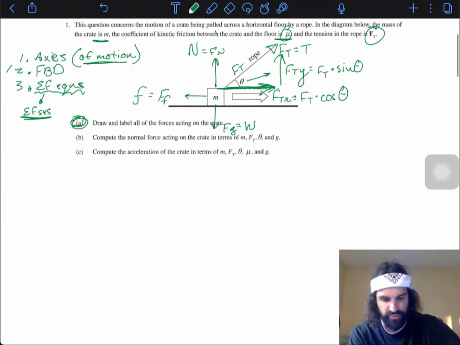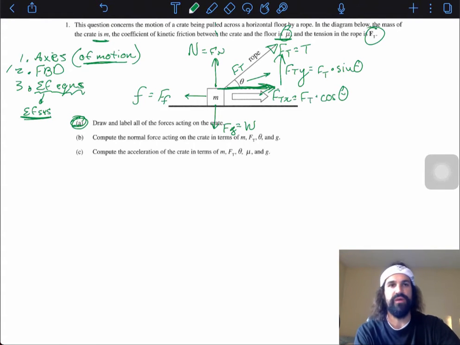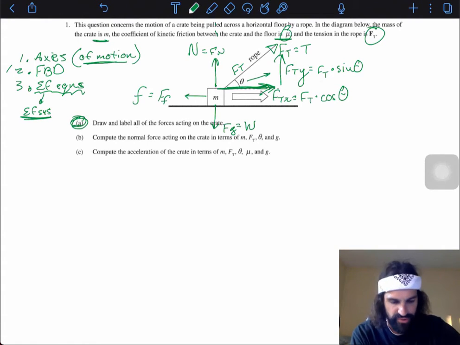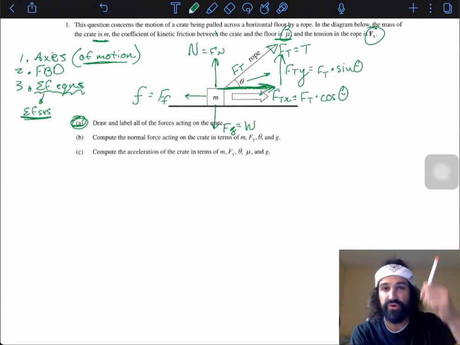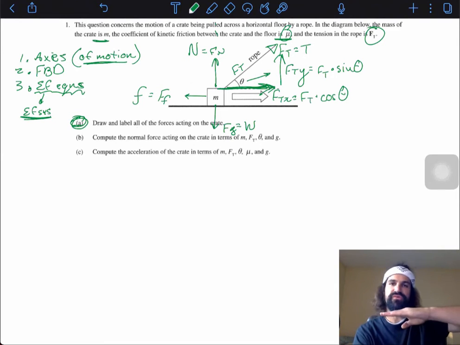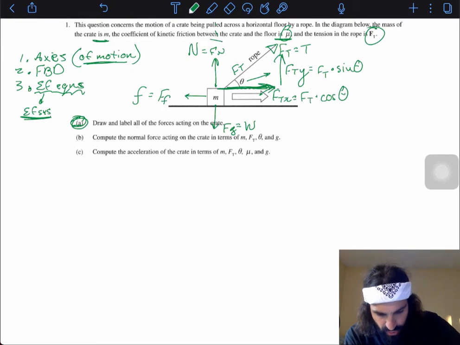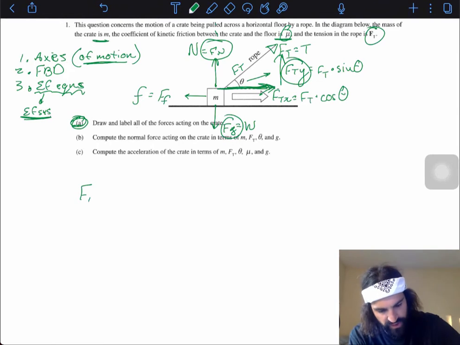Part B, calculate the normal force. You can think about this one of two ways. Number one, if you're lost, you can jump right to number 3 and do your net force equation for the vertical forces. Or two, you can realize, hey, all of the acceleration is horizontal, which means the vertical forces, the forces along the y-axis, are balanced. So normal force plus Fty have to balance out the weight. So you could say, okay, normal plus Ft sine theta, my goodness, sine theta, have to balance out or equal the force of gravity.